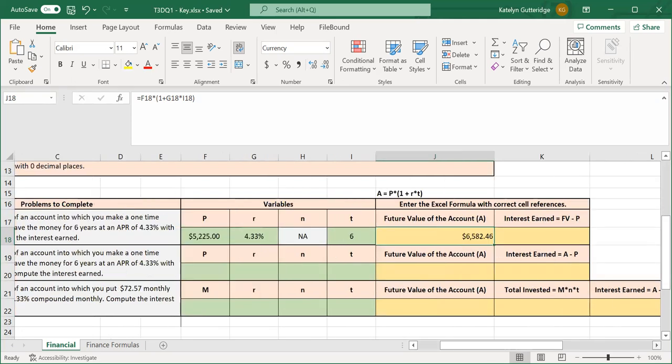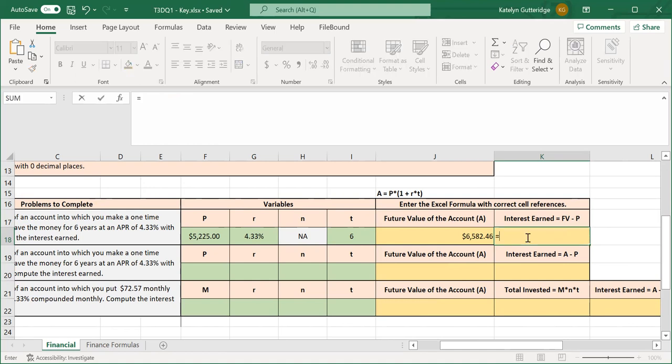Okay, so let's figure out how much interest we earned. So interest earned equals future value minus the principal amount. Future value is the A. Future value and A are the same thing. A stands for the future value of the account. So what we're doing here is we're taking A minus P.